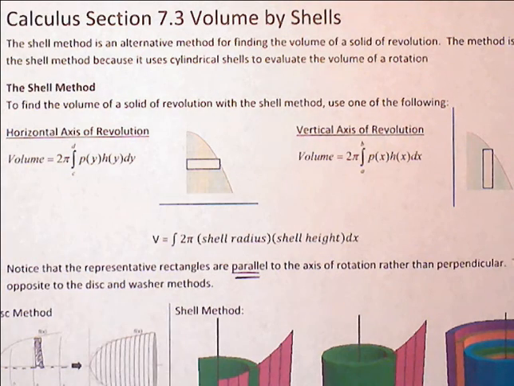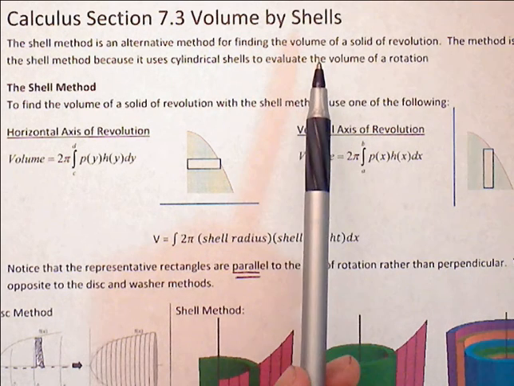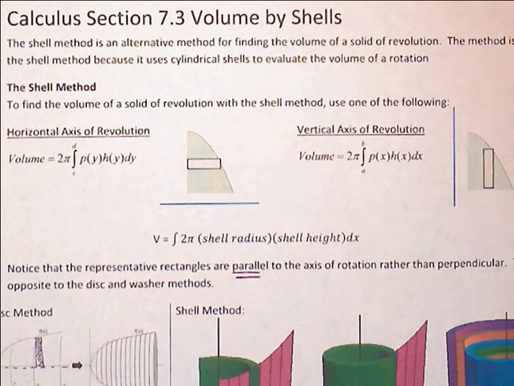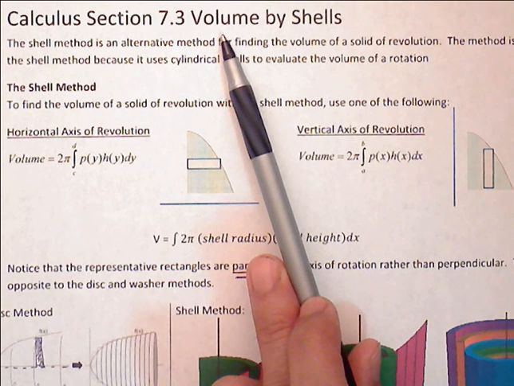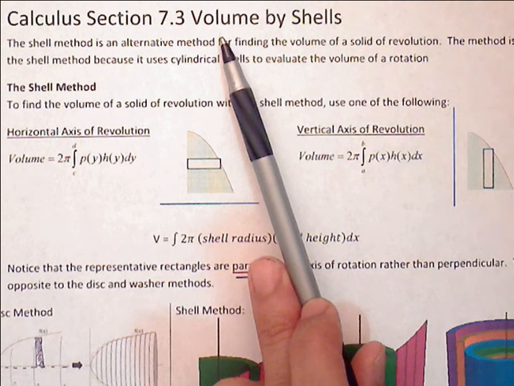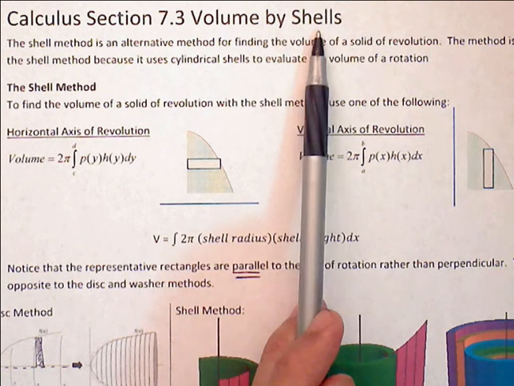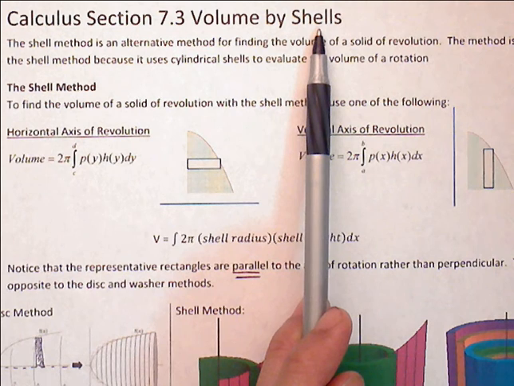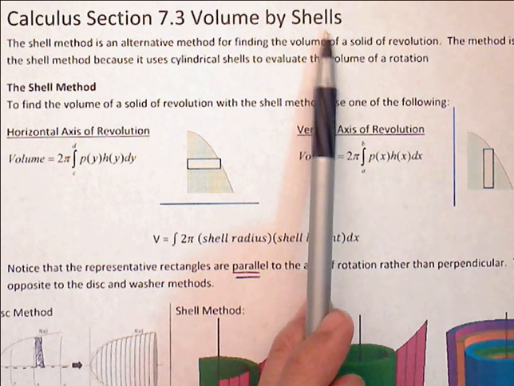Let's look at notes for 7.3, volume by shell, the shell method. So far, we've learned the disk method and the washer method for finding volume, and this is an alternative, especially to the washer method. On the AP exam, you're not going to be required to use the shell method, but in some cases, the shell method can be more elegant and simpler than using the disk or the washer method.